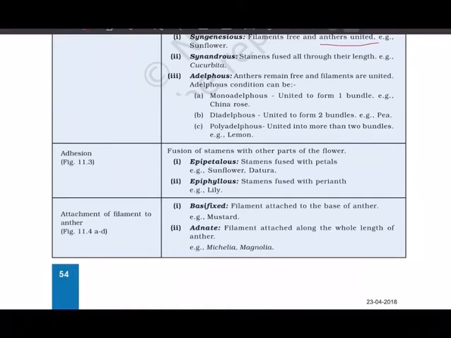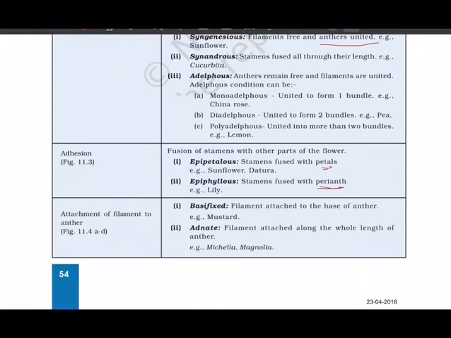And then adhesion: fusion of stamens with other parts of the flower. That's adhesion. Epi means upon. Epipetalous: stamens fused with petals, like sunflower and datura. Epiphyllous: stamens fused with perianth. What is perianth? Remember, both sepals plus petals together are the tepals, I said. Tepals is perianth, like lily.